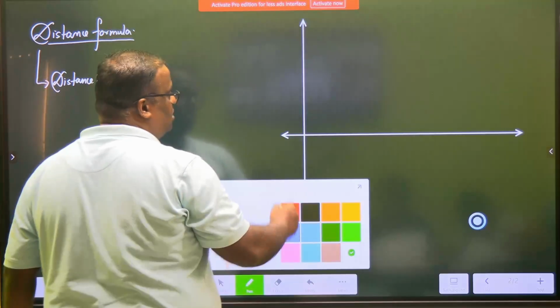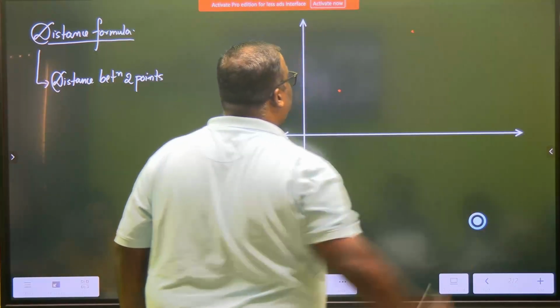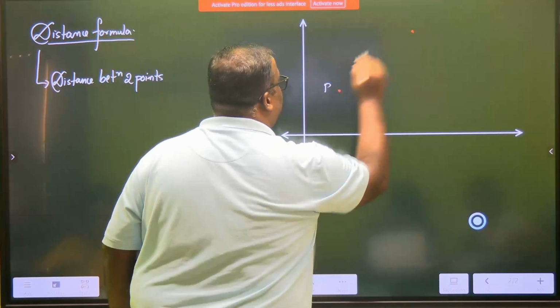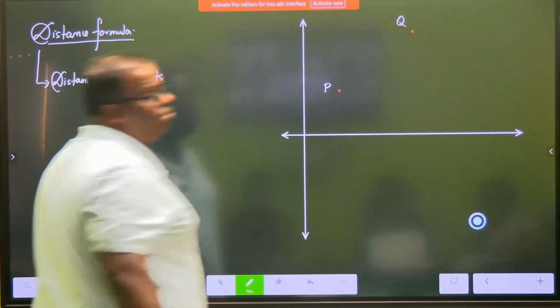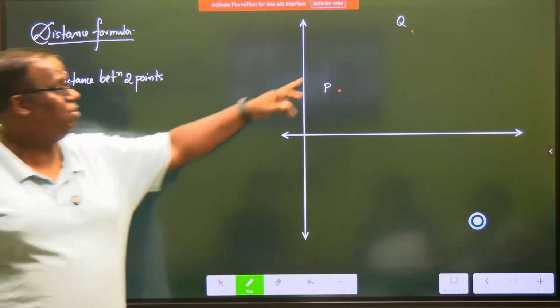What are the 2 points? Rishika will always say, sir, let the 2 points be P and Q. Okay, let the points be P and Q. This is P and this is a point Q. We want to find the distance between the 2 points. Agreed? The distance between these 2 points.